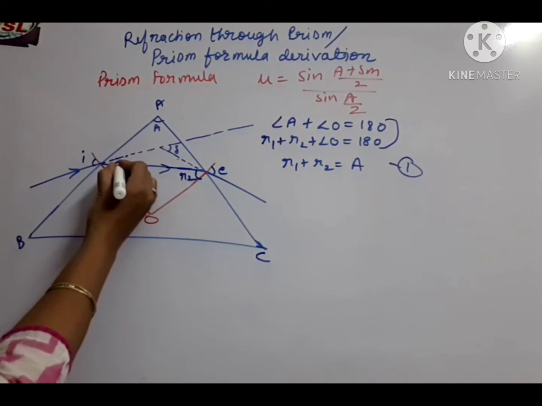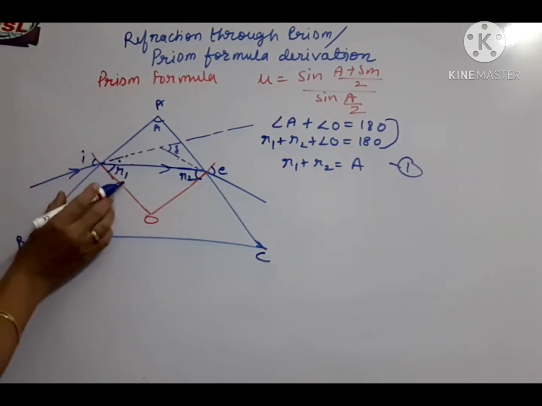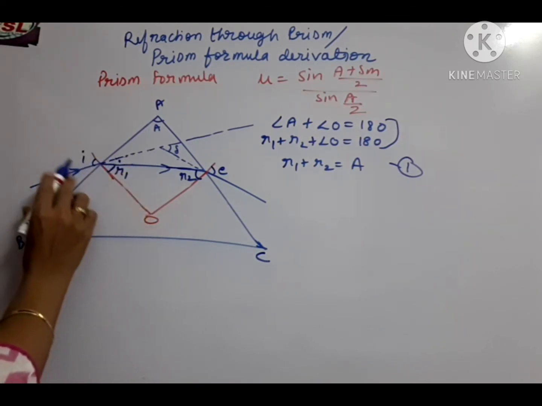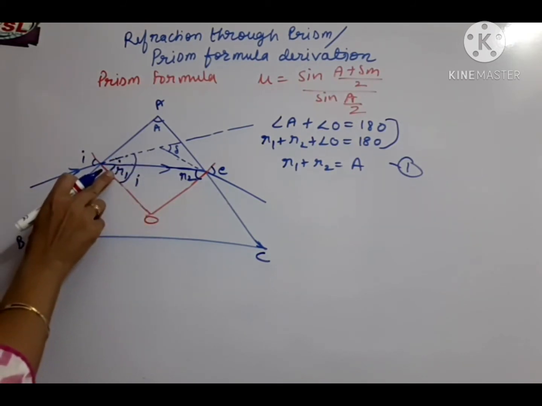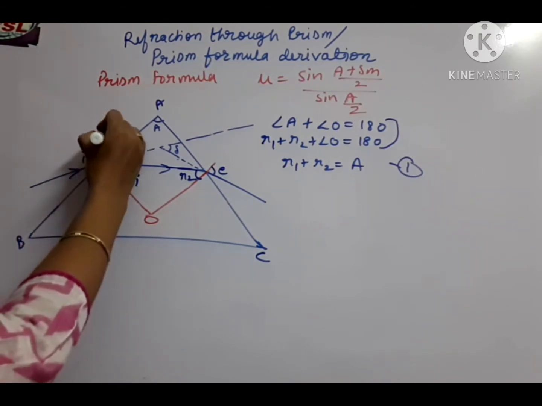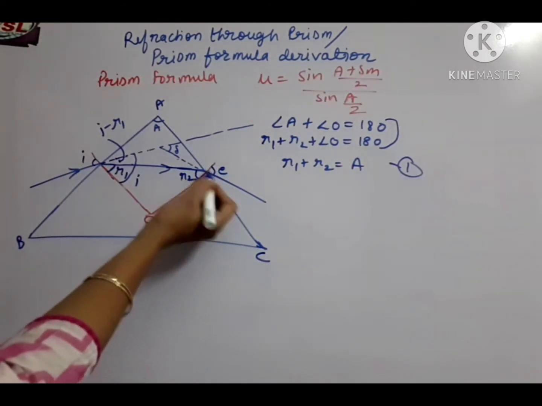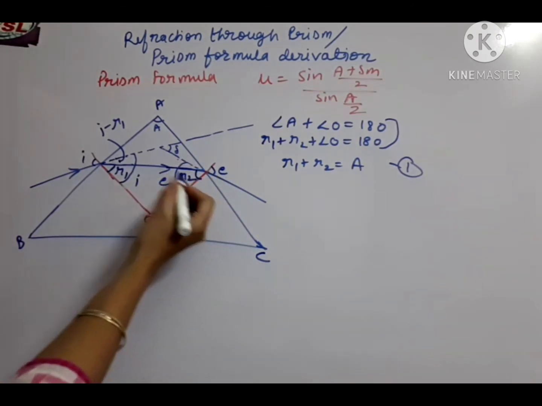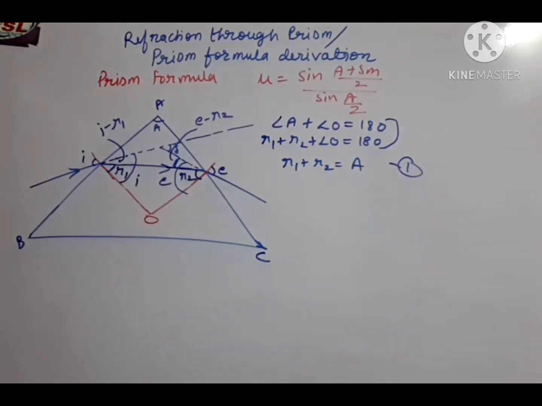First of all, I need this angle. Between this red line, which means the normal, and this blue line, which means the dashed line, the total angle is I. So from this I, if R1 is subtracted, we will get this angle. So this angle value is I minus R1. In the same manner, this total angle, by vertically opposite angles, is E. So this angle will become E minus R2.